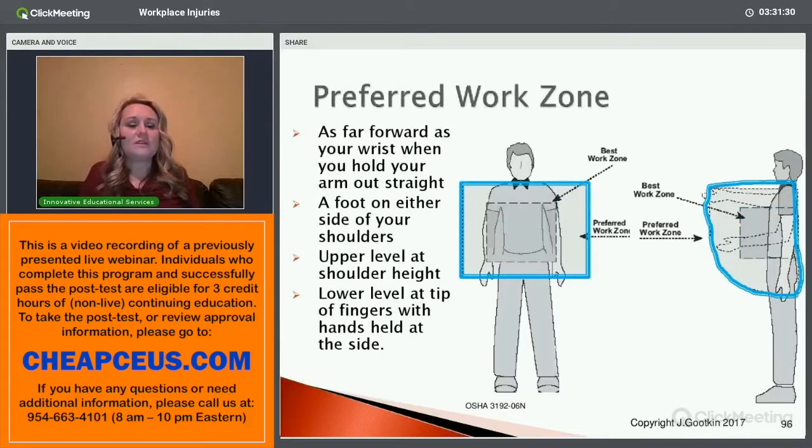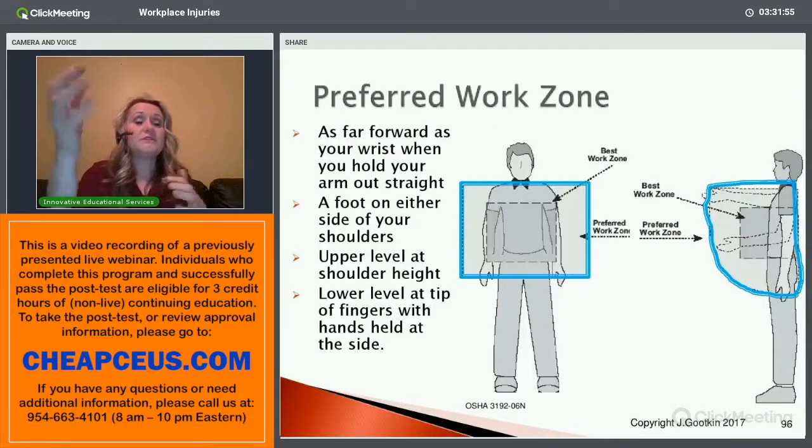If you can't work in this best zone, the next zone to go out to where it's preferred is if you have to go up to working kind of within your shoulder height and arm distance out, and then you can go down to your fingertips. So you can kind of expand your box out, and working in this work zone can also be done safely, again, with proper mechanics in order to do so.